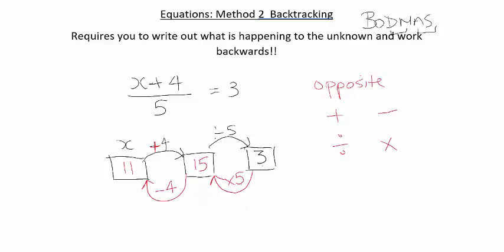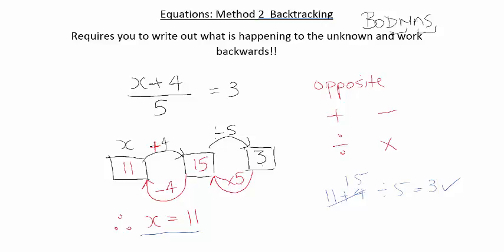So I'll just check that. I'll say, okay, therefore I think x equals 11. So I'll recheck it. I'm going to go 11 plus 4 is 15 divided by 5 equals 3. Oh, look at that, it works. So x must equal 11.